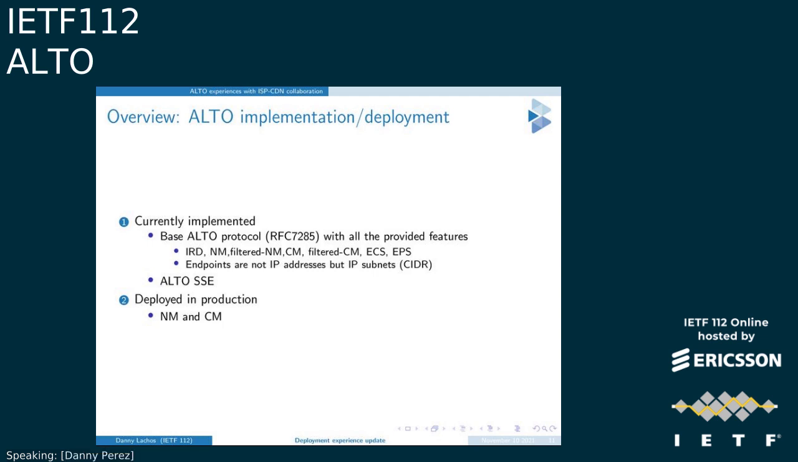Okay, and in case of the incremental updates, this was partially implemented for two reasons. It was still a draft when we started the implementation, and also it requires some structural changes because it's a little bit quirky. And in terms of deploying it in production, we basically have the network map and cost map features. Okay, next slide, please.